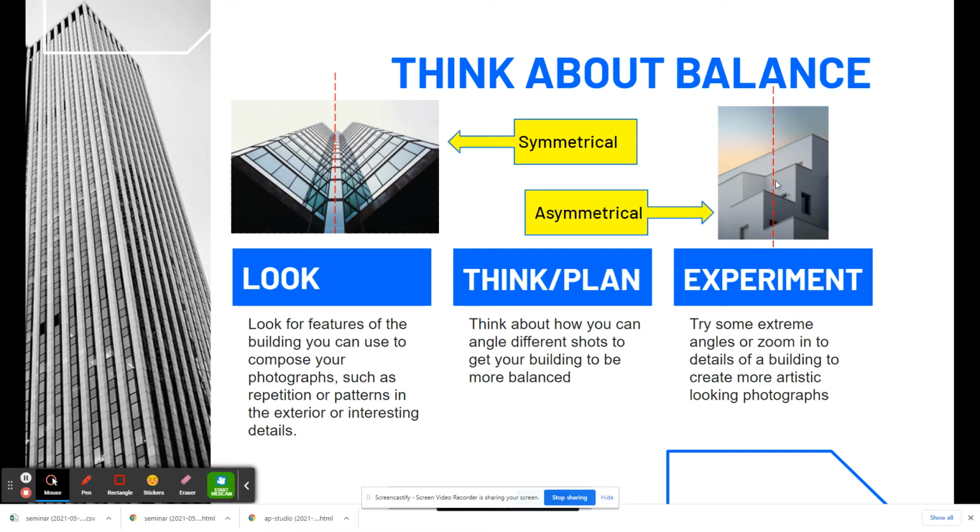Or you can have something asymmetrical, which means it's uneven, right? This is bigger on this side, it goes down over here. I think an added element of this is that the sky color really adds to this. So that's something to think about, right?